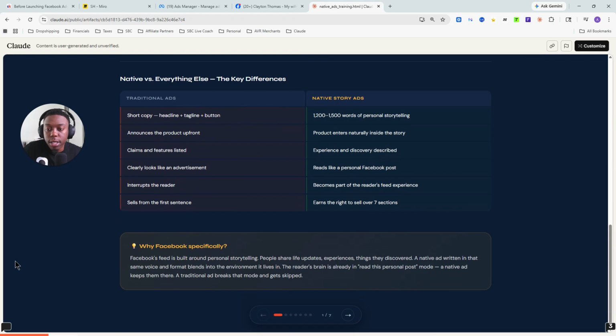So native versus everything else, the key differences. Traditional ads are going to have short copy, headline plus tagline. Native image ads are going to have 1,200 to 1,500 words. It can vary. It can be 1,700, 1,800, almost even 2,000, or it could be shorter. I've seen some as low as 700 to 800 words. 1,200 to 1,500 is just the average I took. So it could be in and out of that range.